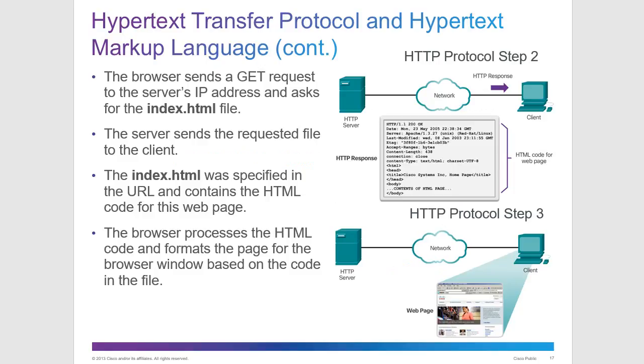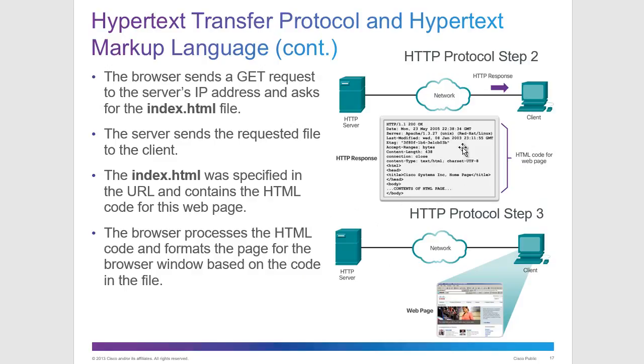So step one would be to get the DNS resolution of your URL. Then your client is going to send a GET request to the server's IP address asking for a certain file. The server is going to respond, and it may look like code something like this. As it's being sent back to your computer, your client is going to receive this HTML code and format it so that it looks like the web page you requested.